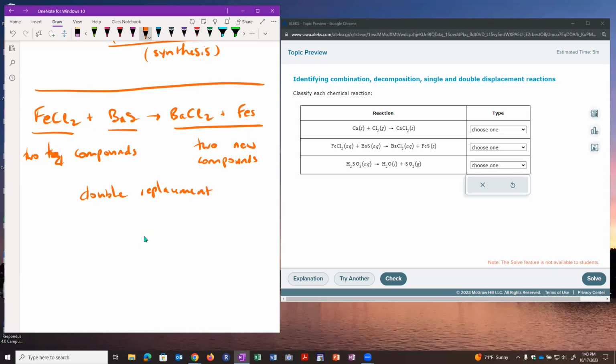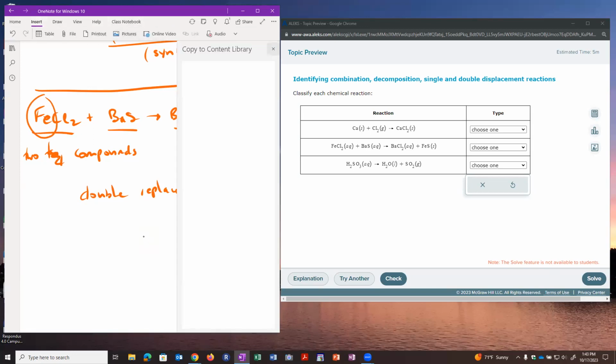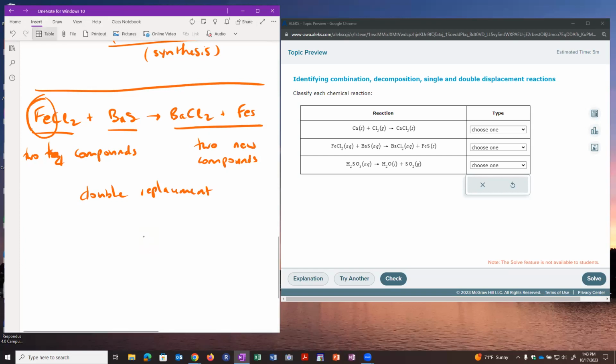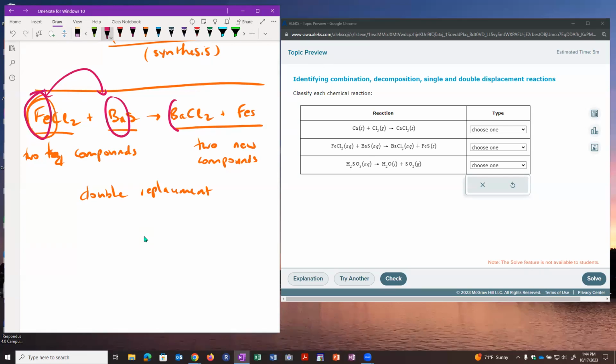Okay, and what's happening in a double replacement is usually the metals are the things that swap places with each other, right? So think of the Fe and the Ba, that swap places. The Fe was originally with the Cl, now the Fe goes with the sulfur to make FeS. The Ba was originally with the sulfur, the Ba now goes where the iron was to make BaCl2. So that would be a double replacement reaction.